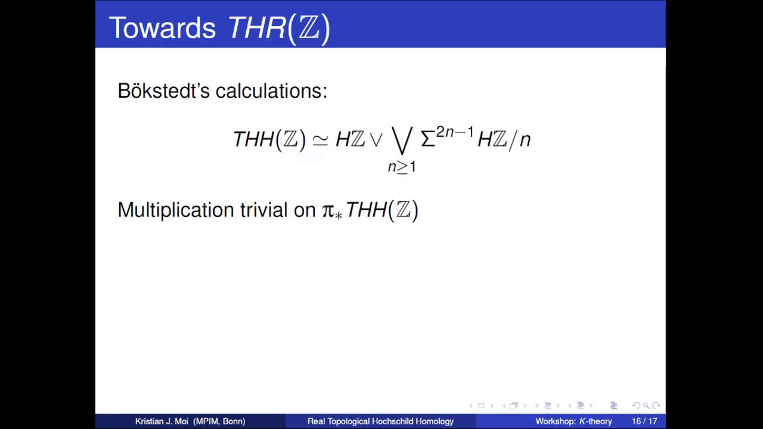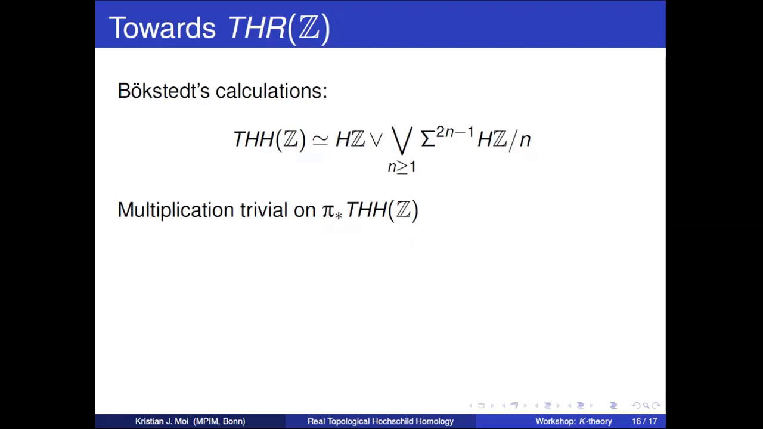Again, the starting point for what we can say is Bökstedt's calculations from the 80s. He computed that THH of Z splits. There's a copy of HZ in degree 0, and in every odd degree, there's a copy of Z mod n. And if you look at the homotopy, this is also a ring spectrum, but at least the homotopy ring is very boring. You take the homotopy groups, and that gives you a graded ring. But for degree reasons, if you multiply two things in degree 0, that's just the multiplication in Z.